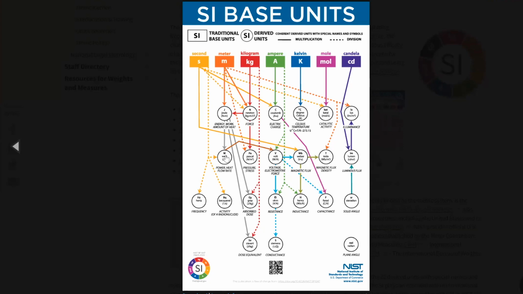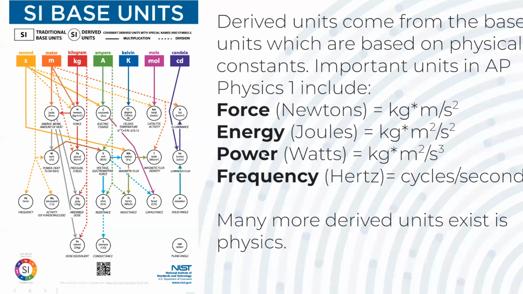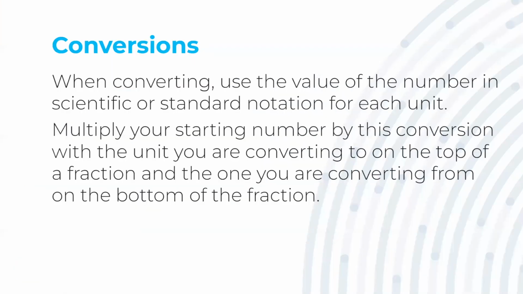Watts or energy per second. So lots of different time and distance and mass measurements tied into all these ideas that we're going to talk about in AP Physics 1. So when we're converting, we do need to know how things compare to one another. So how does this thing compare to another thing?